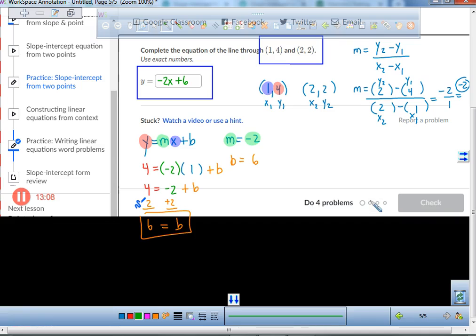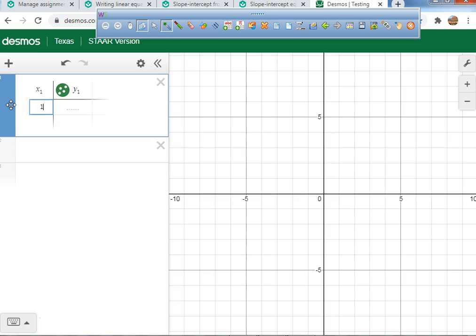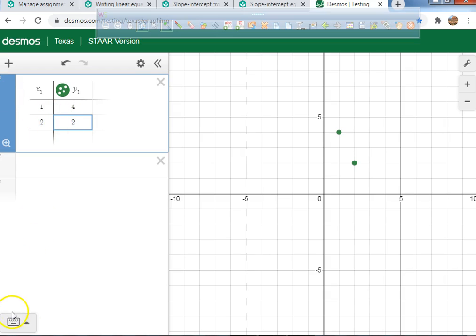Now, in Desmos, what does Desmos do? It does all the work for you, if you just type things in correctly. A 1 and a 4 and a 2 and a 2. So let's go to Desmos. We'll get the same answer, all right? Let's go over here to Desmos. We hit the little plus sign. We make a little table. We have a 1 and a 4 and a 2 and a 2.